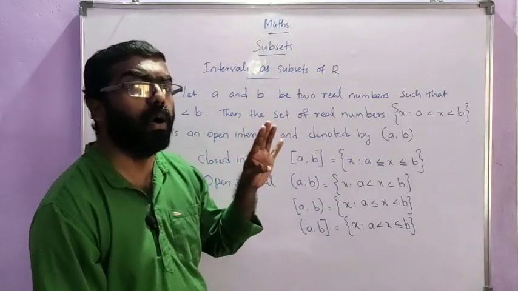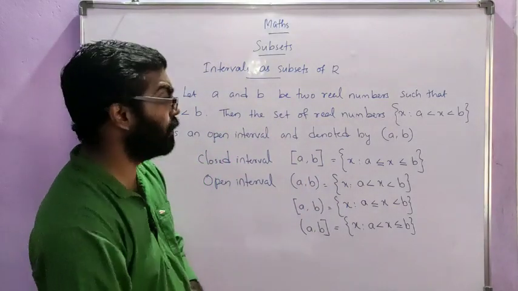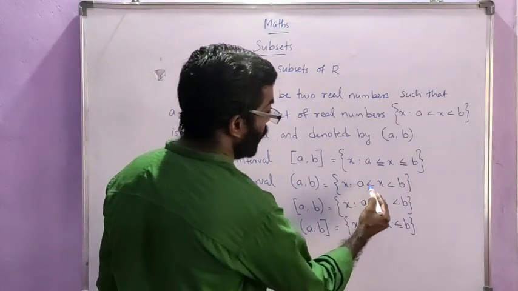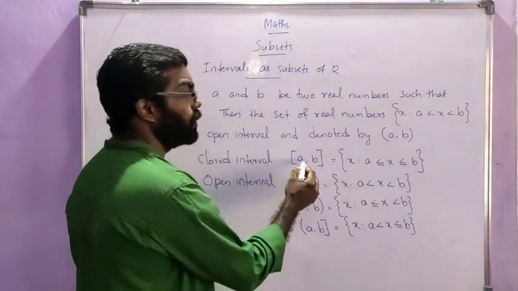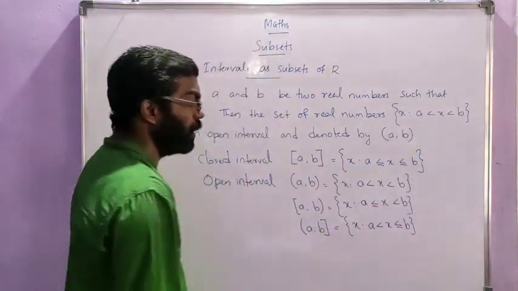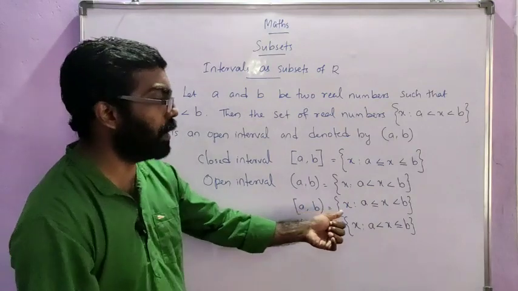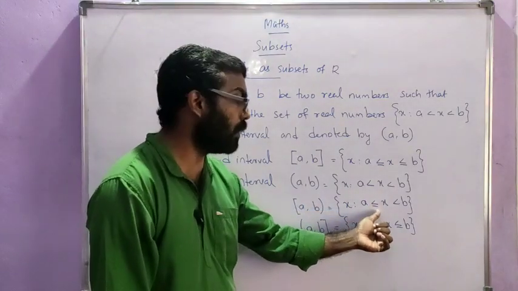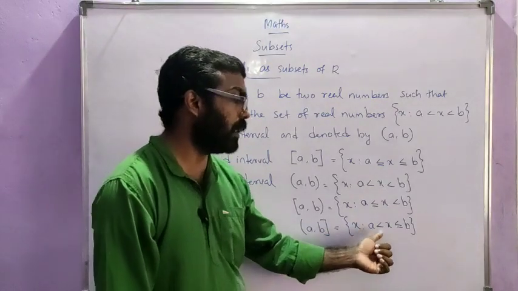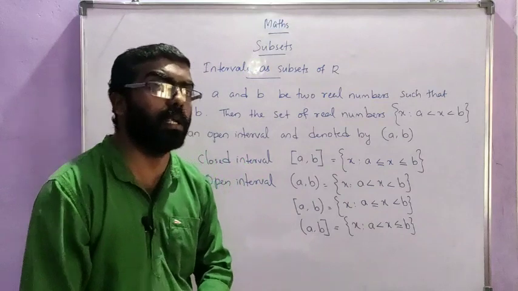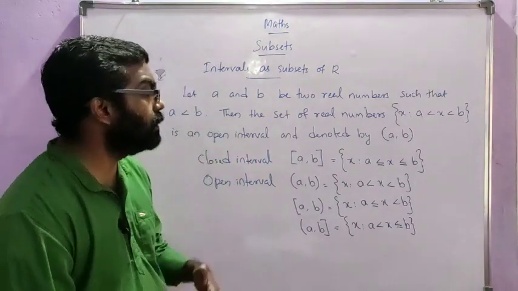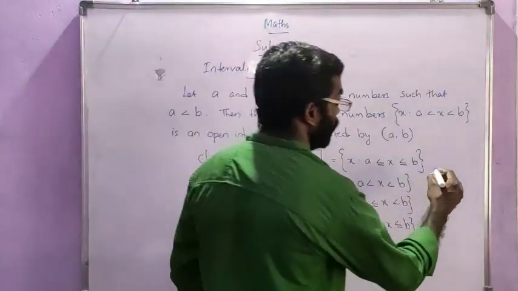These are the four different types of intervals. The first one is the open interval AB, the set of all x such that A is less than x, less than B. The closed interval AB is the set of all x such that A is less than or equal to x, less than or equal to B. Closed A, B open is x such that A is less than or equal to x, less than B. And open A, B closed is x such that A is less than x, less than or equal to B. Clear? And we can also represent these intervals on the number line.